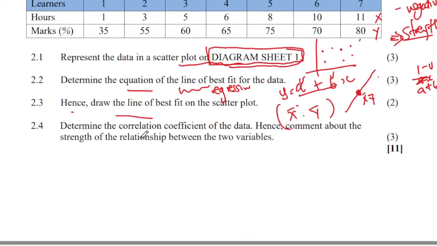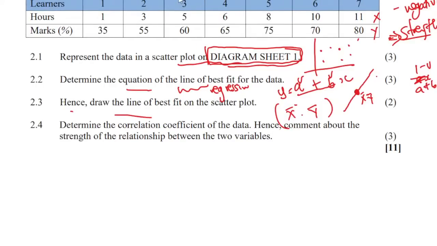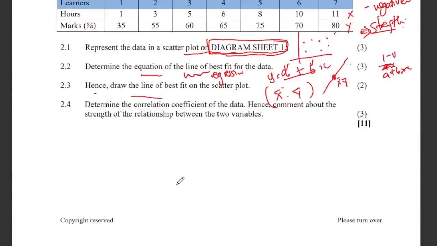Then when you're determining the correlation coefficient, we still use the calculator to determine it. That R value, remember, is between -1 and +1. If it's between 0 and 1, the correlation is positive.